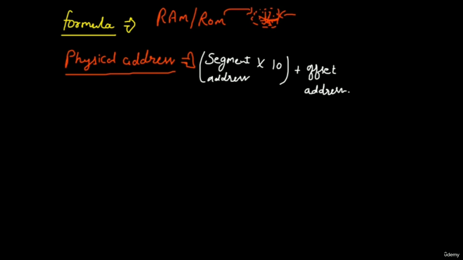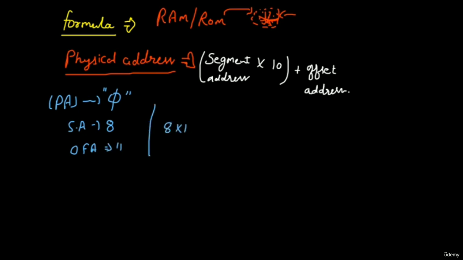Let's take an example to understand this. We need to find the physical address of a data, which is, let's say, phi. If we have segment address as 8 and offset address as 11, then according to the formula we have 8 multiply 10 plus 11. So it is 80 plus 11, which is 91. This is the location of phi physically present on the device. So this is the formula. Why the 10? There is not a very clear logic I can give you, because surely you can change that, but according to the rules we are following it.